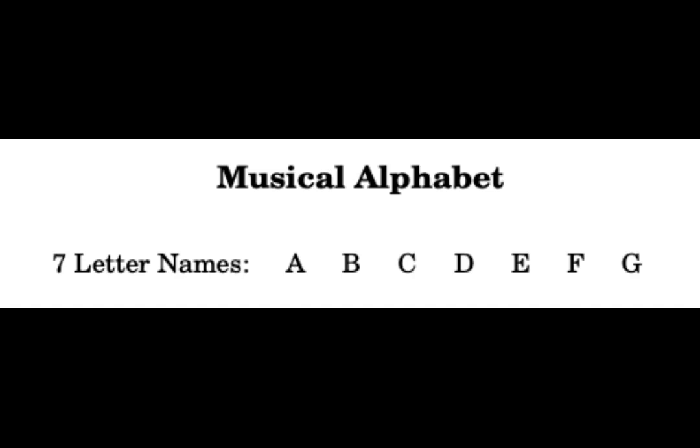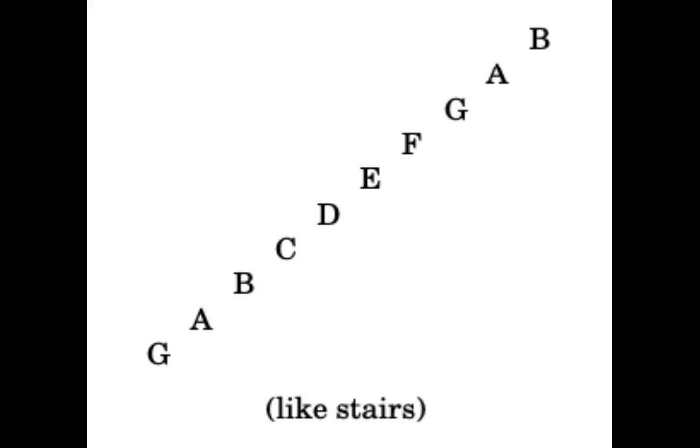Let's begin with the musical alphabet, which uses these 7 letters: A, B, C, D, E, F, and G. After G, the alphabet restarts again on A. Think of this alphabet as stairs. As you ascend, you move forward through the alphabet, and as you descend, you move backward through the alphabet. Practice speaking through the alphabet in both directions.